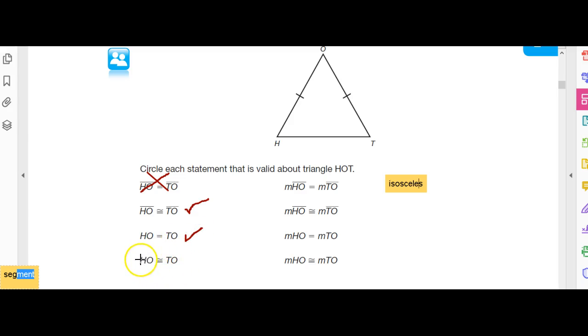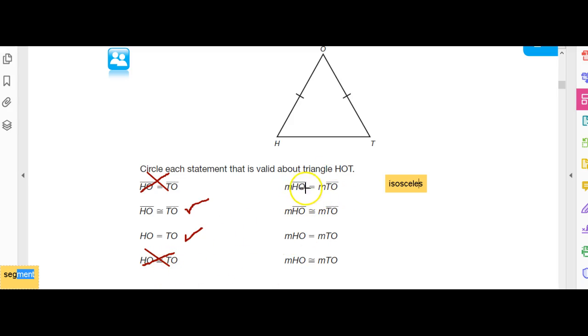This one says the distance between HO is congruent to the distance between TO. Well, that's not true. We don't use congruent when we're talking about numbers. Numbers are equal, right? The distance between H and O is a quantity, a number. So this quantity is the same as that quantity, so we would use equal. So that one's not right.